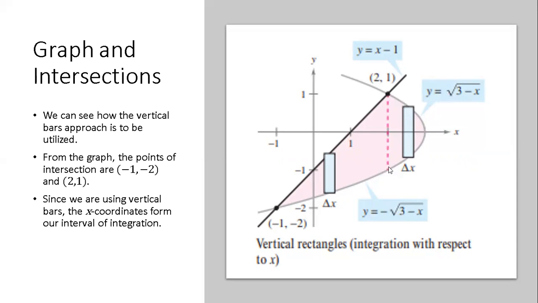So we're still going to have two separate integrals to evaluate. We have the integral from -1 to 2, where we have y equal x minus 1, minusing the negative square root of 3 minus x. But once we get past the point x equal 2, we now need to change our functions that we're subtracting to y equals square root of 3 minus x, and then y equal negative square root of 3 minus x to get the area between those two curves.